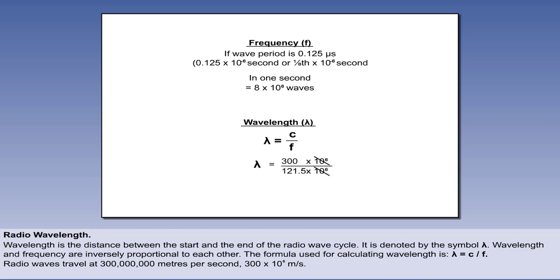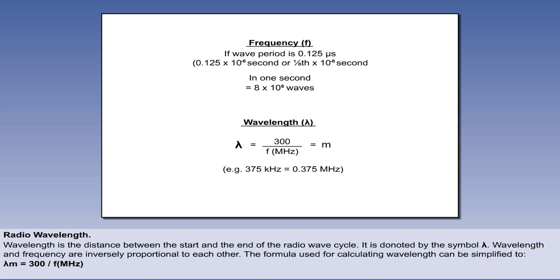So if the frequency of the radio wave is 121.5 megahertz, that is 121.5 million cycles per second, divide the speed of the wave by its frequency, which equals 2.47 meters. The formula for wavelength is simplified to 300 divided by frequency in megahertz, giving an answer in meters. You may need to convert the data given from kilohertz or gigahertz into megahertz.